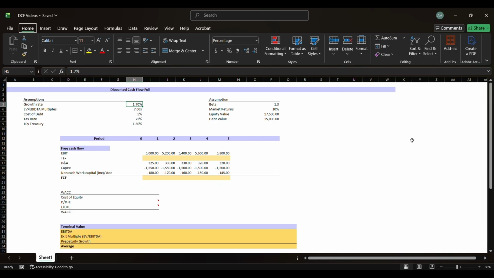So hello guys, in a previous video, I explained to you the meaning of DCF valuation. But in today's video, I walk you through a complete basic discounted cash flow model, which I build in Excel step by step. This model helps you understand or find the intrinsic value of a company based on its future cash flows. So watch the video till the end.